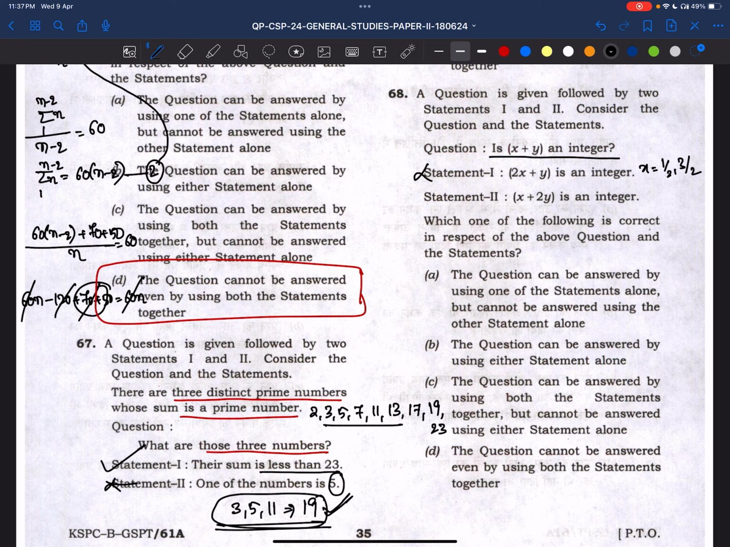And next, x plus 2y is also an integer. So y also can take 1/2, 3/2. These can be plus or minus also. So even by using statement 2, we cannot say whether x plus y is an integer or not. Answer will be D.